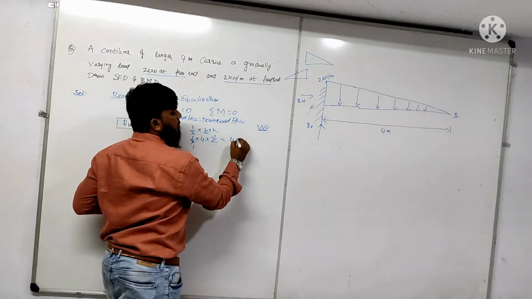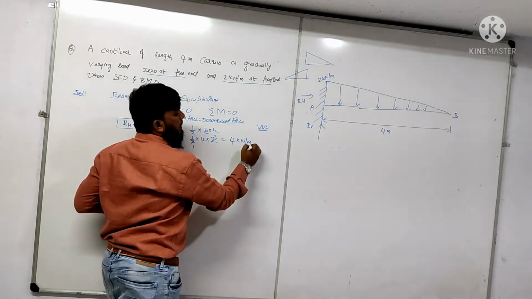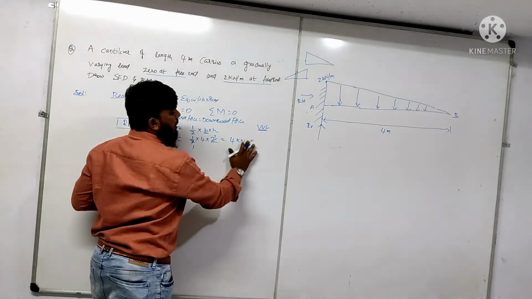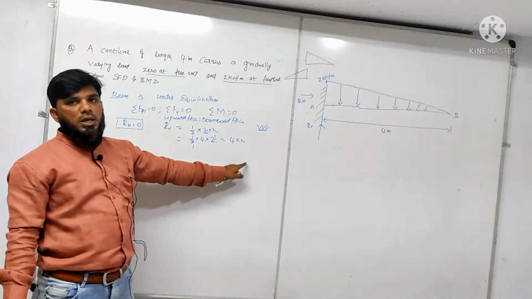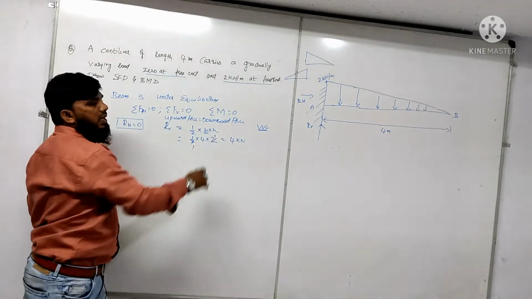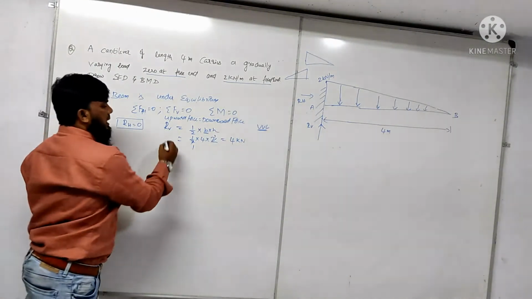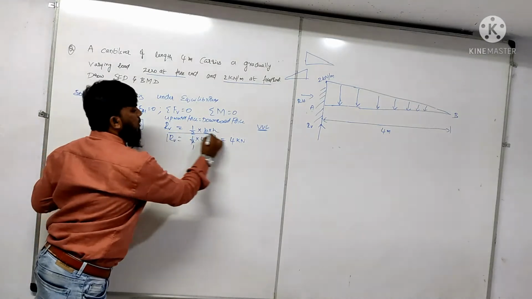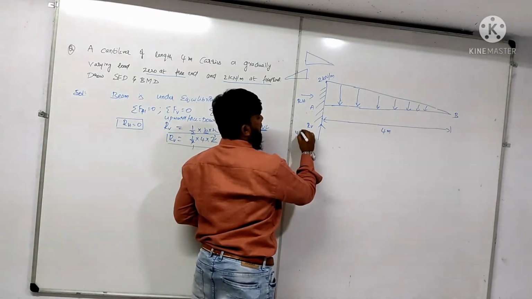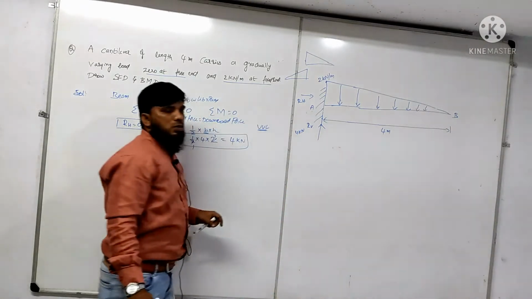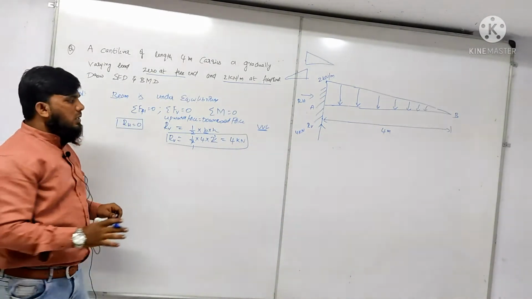So the remaining is 4 kilonewton per meter. Sorry, 4 kilonewton, because this is a load. Load should be in kilonewton. Already we have multiplied with meters, so the meter will be gone. So the answer is RB is equal to 4 kilonewton. So I will highlight here 4 kilonewton. Done. So our equation has been solved.